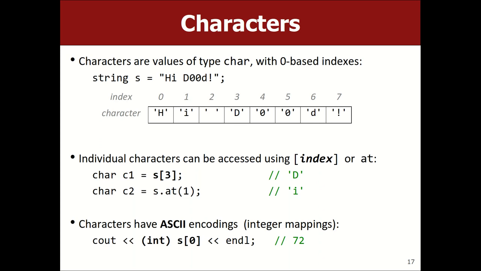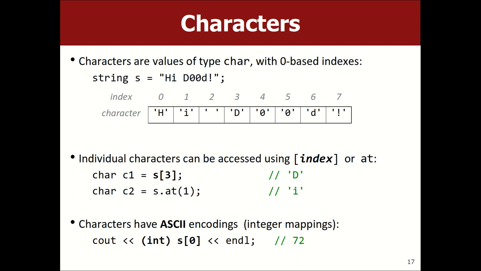So here's a couple things that are more familiar. If you declare a string, the characters have zero-based indexes. In this example here, the indexes go from 0 to 7. The individual characters themselves are stored as values of a data type called char. If you come from Java, that's basically the same as Java. If you come from JavaScript, JavaScript doesn't really have that concept. Everything's a string, even if it's only one letter long. In C++ and Java, the individual characters are a different type called char, which is a primitive data type.